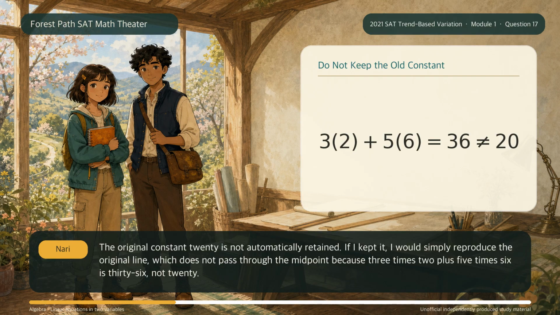The original constant 20 is not automatically retained. If I kept it, I would simply reproduce the original line, which does not pass through the midpoint because 3 times 2 plus 5 times 6 is 36, not 20.